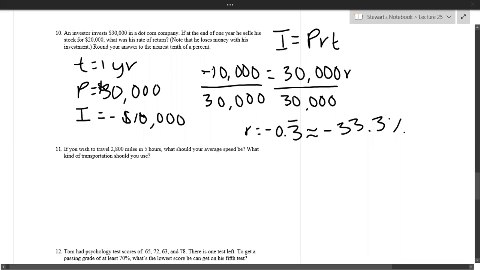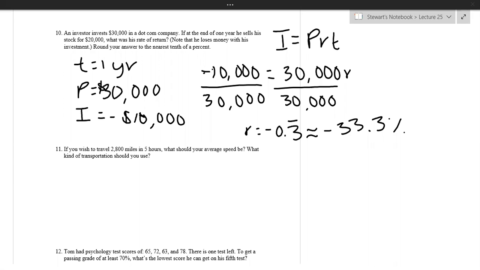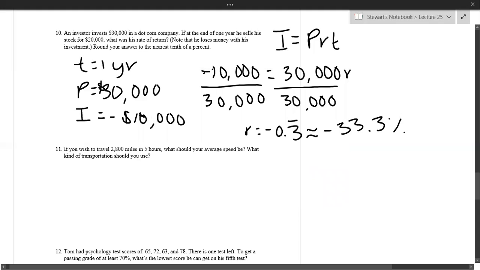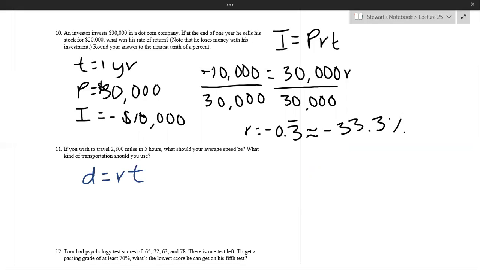So now it says, if you wish to travel 2,800 miles in 5 hours, what should your average speed be? And what kind of transportation should you use? Okay, so in this case, this is kind of a physics application problem where we're going to be using the distance formula, where distance equals the average rate times time, where rate in this case means your speed.